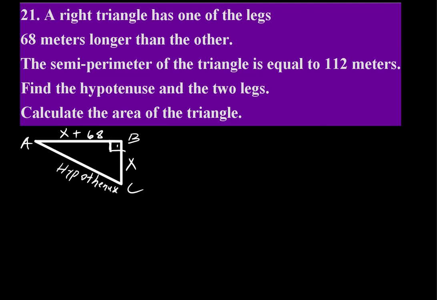Okay, look at our typical example here. If we call BC x, so we say BC is equal to x, and say AC is the hypotenuse, just HYP, and the other leg is 68 meters longer than x. Okay, so we say AB is equal to BC plus 68 is equal to x plus 68.